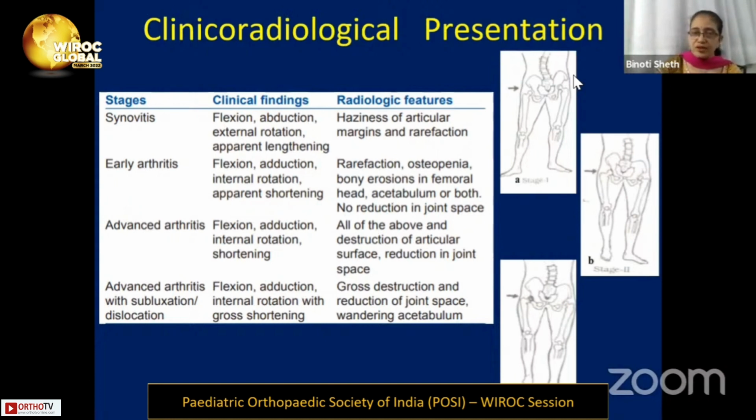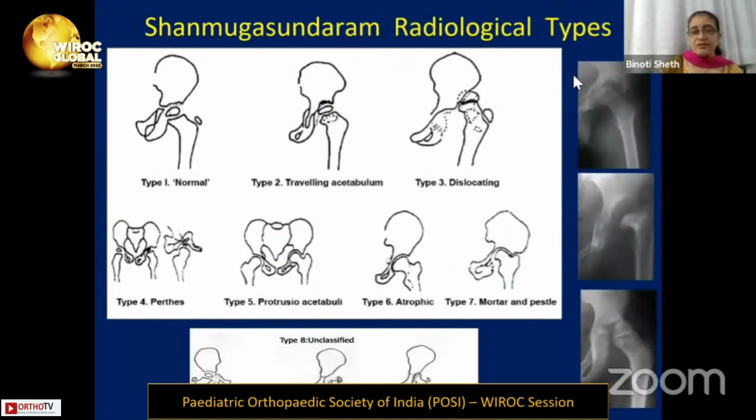Also, the radiological features are not specific. We see rarefaction, osteopenia, some cystic changes. And in fact, Shanmugasundaram has classified these various radiological types of tuberculosis of the hip, where it can behave as benign as a normal-looking hip, to something like traveling acetabulum, dislocating hip, Perthes type of Cox, pseudoacetabulum, protrusio acetabuli, atrophic type, and there are more to it, and some new unclassified varieties are also seen.